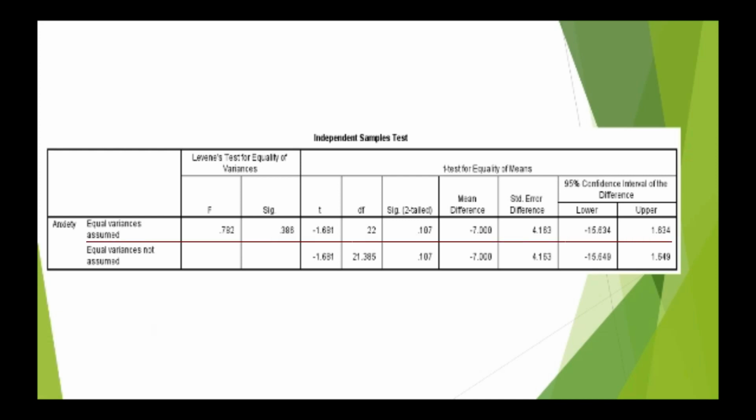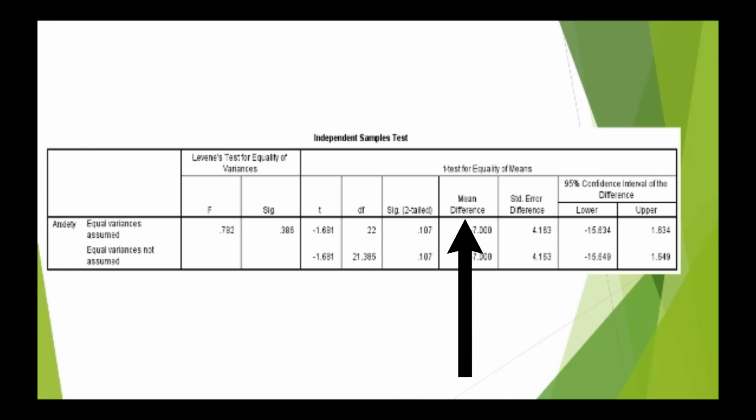of equal variances assumed. Now that we already know which row to look, let's go to the other column, which is the t-test for equality of means. It shows various data such as the t-statistic, degree of freedom, significant value two-tailed, mean difference, standard error difference, and 95% confidence interval of the difference.